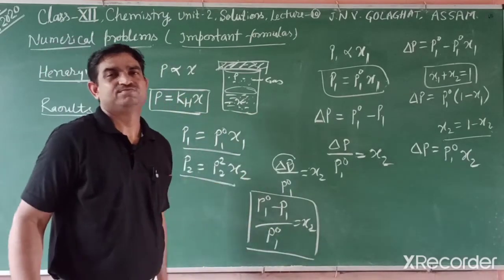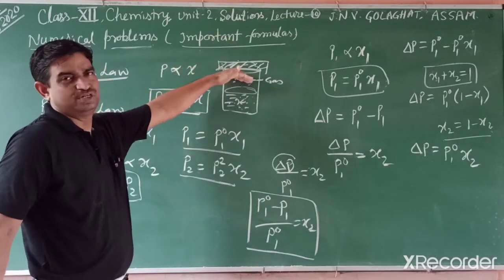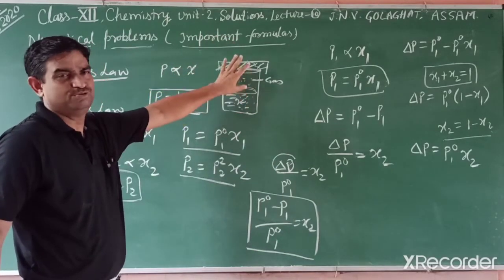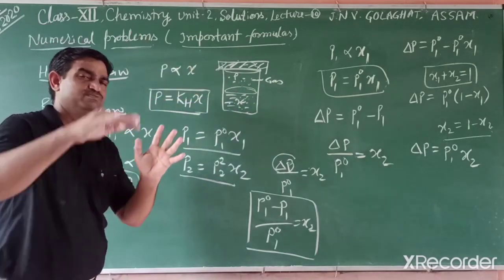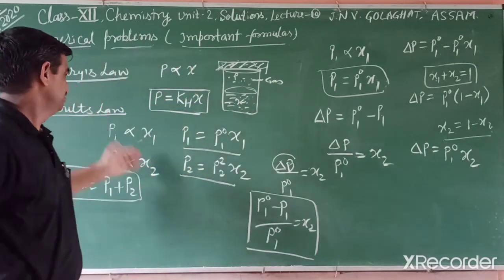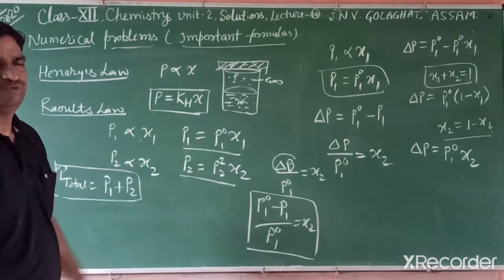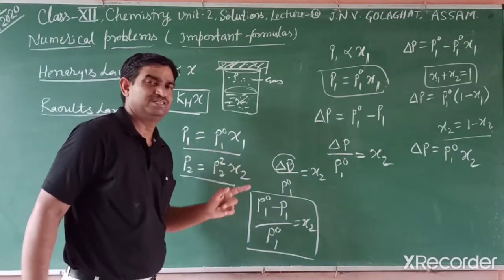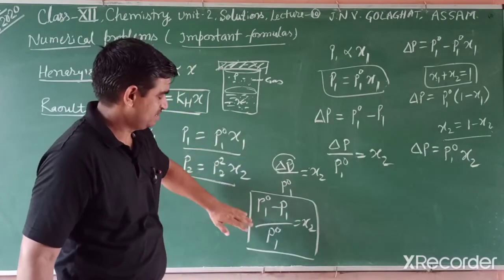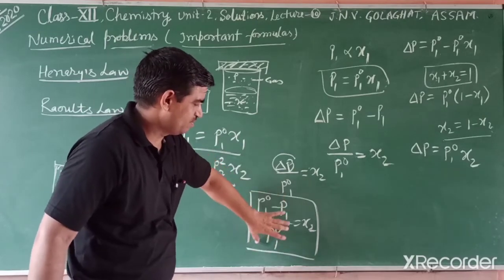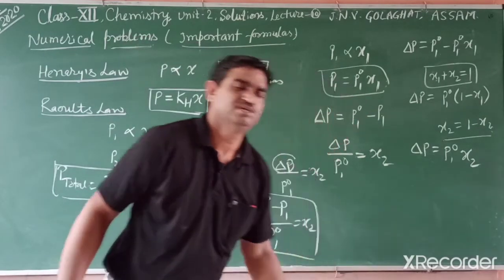In earlier classes we explained this. Henry's law: partial pressure over the solution is directly proportional to the solubility of a gas. Raoult's law: if both components in the solution are volatile, then the respective partial pressure is directly proportional to their mole fraction. The third case is a non-volatile solute, which reduces the pressure, and the relative lowering in vapor pressure is equal to the mole fraction of solute. So students, these are the two formulas.